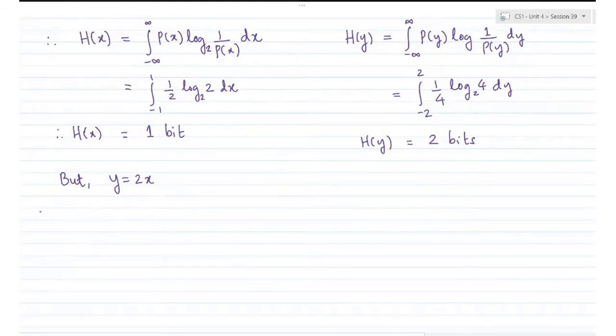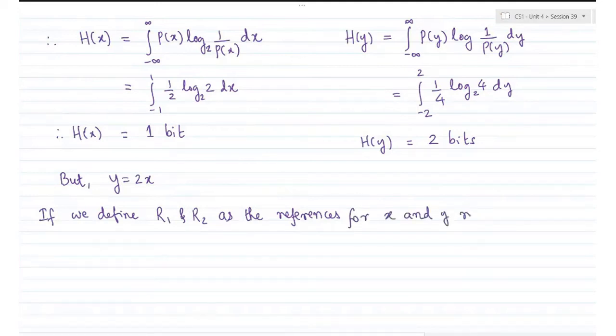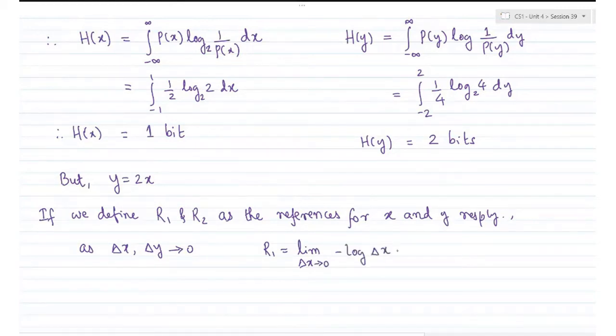Okay, and if we define R1 and R2 as the references for the random variables x and y respectively, as delta x and delta y tend to 0, then we can define R1 as limit delta x tends to 0 of minus log delta x, and R2 as simply limit delta y tends to 0 of minus log delta y.